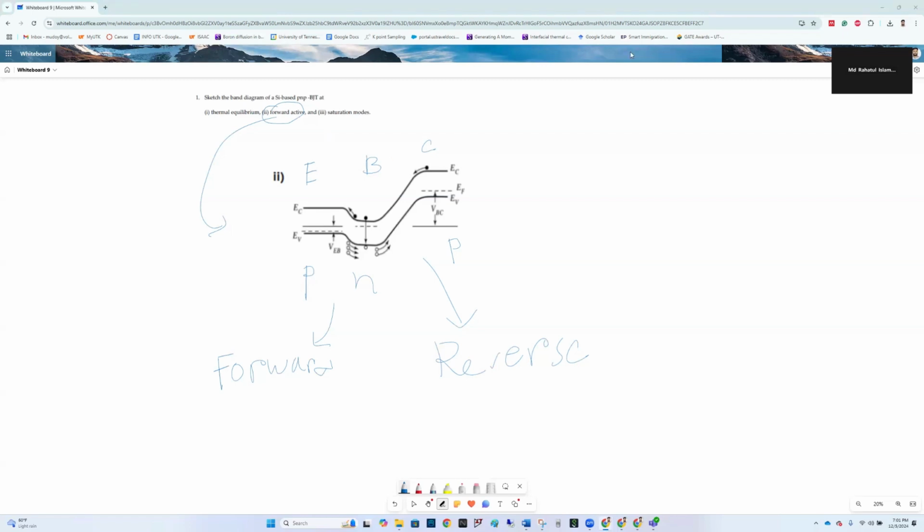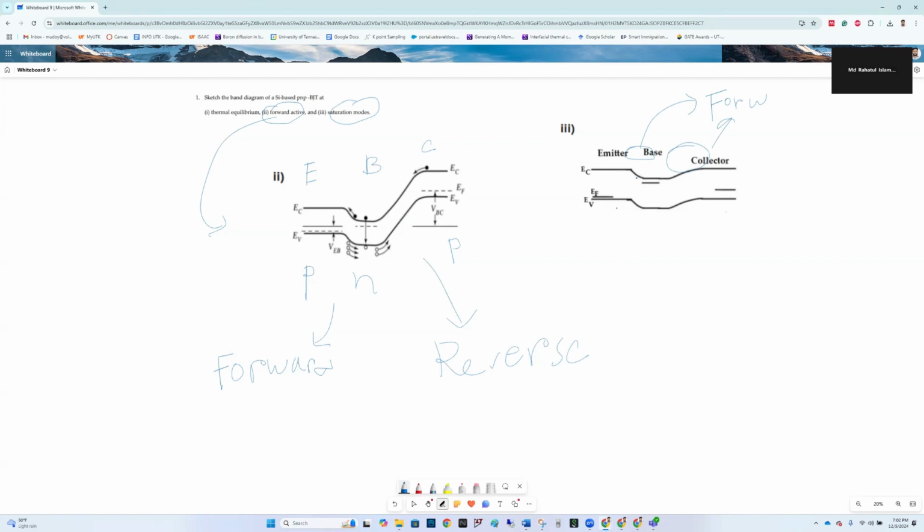And now let's move to the saturation mode. In the saturation mode, we know that both the emitter-base and base-collector junctions will be forward biased. Forward, and this will also be forward biased. And this is obvious, right? Because the band diagram is obvious. As I have already mentioned, if we insert forward bias, then the barrier height will be reduced compared to the thermal equilibrium one.